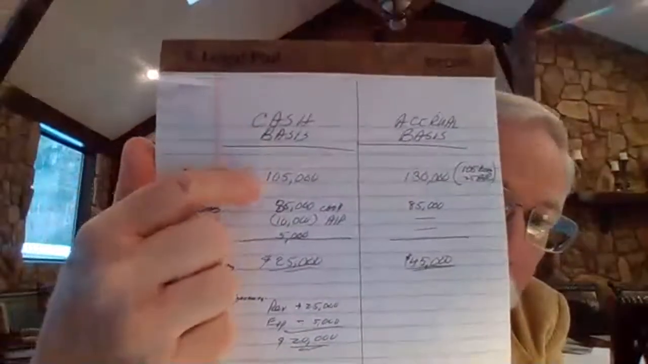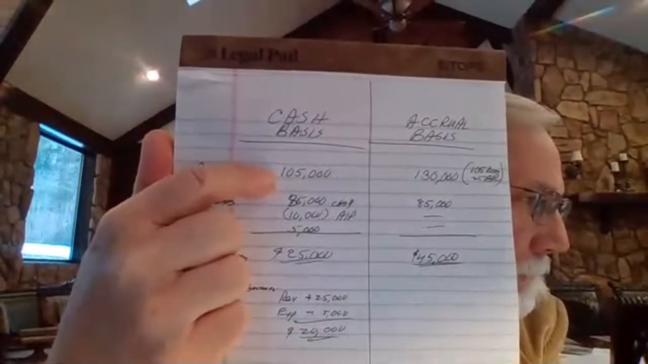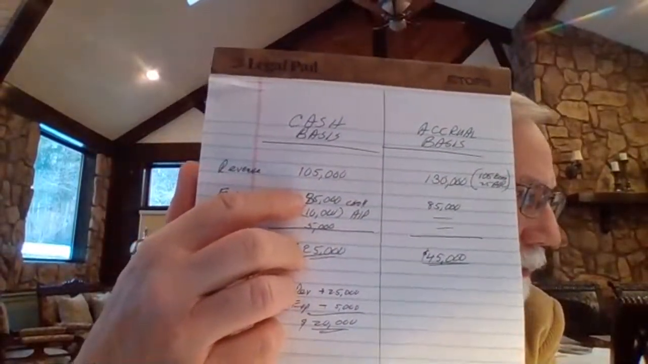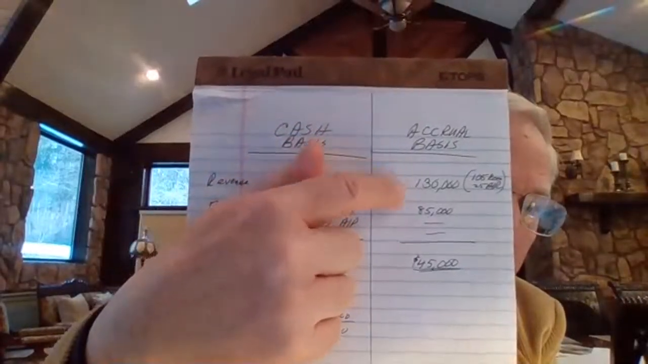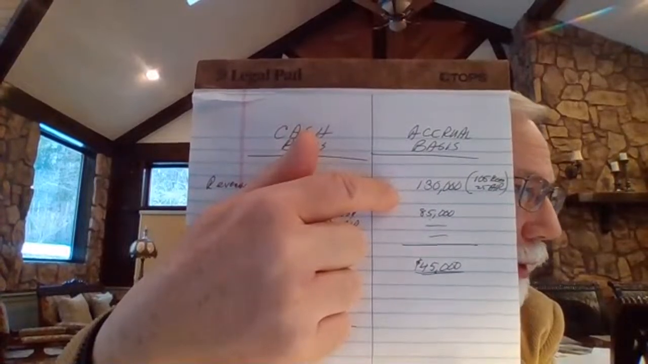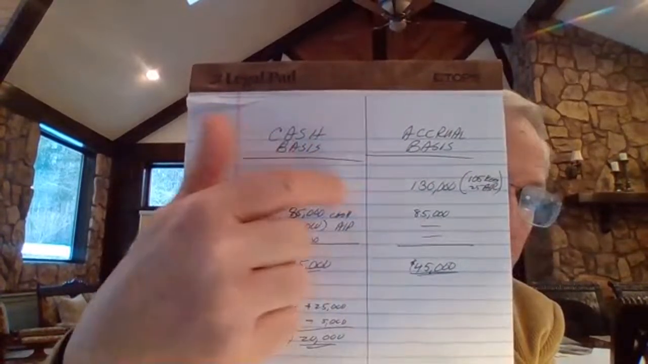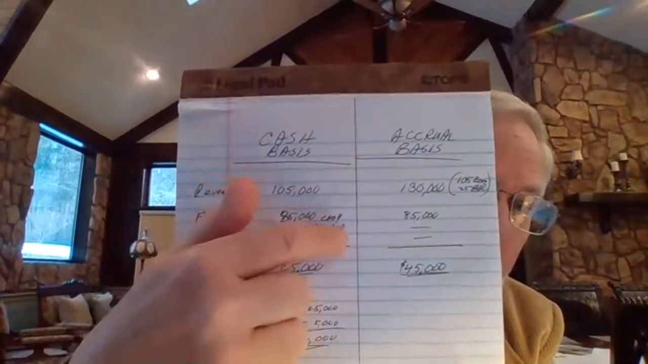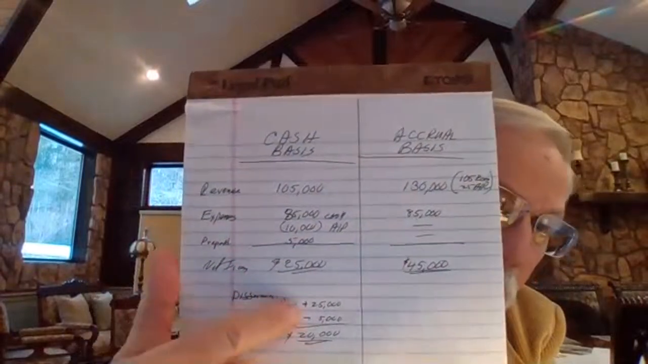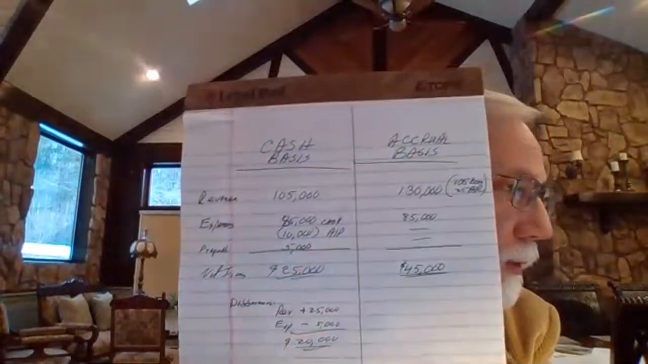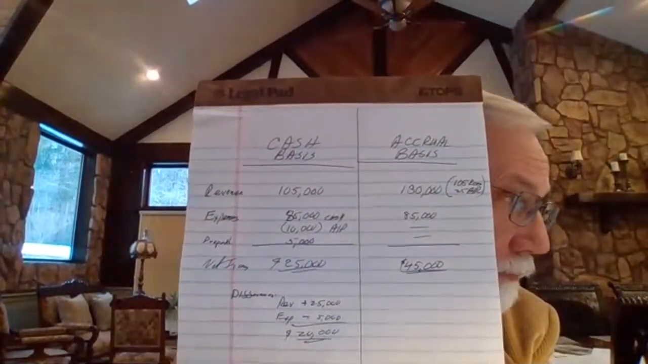But what we have here, based on what they told us, on the accrual basis, let's say we earned $130,000 as service revenue. Of the $130,000 earned, all of it is going to be counted under the accrual basis. But they said the business received $105,000 in cash, so we're only going to pick up the cash under the cash basis. So the difference there in revenues is $25,000 less on the cash basis, $25,000 more on the accrual basis. So right there we have a significant difference.